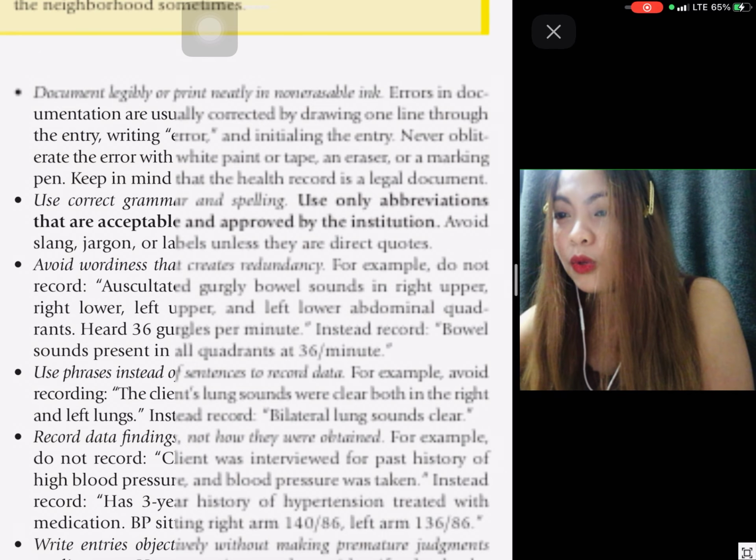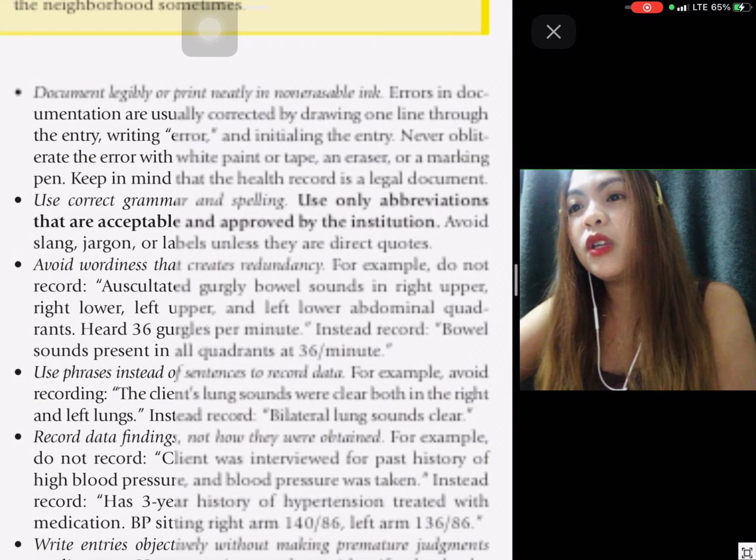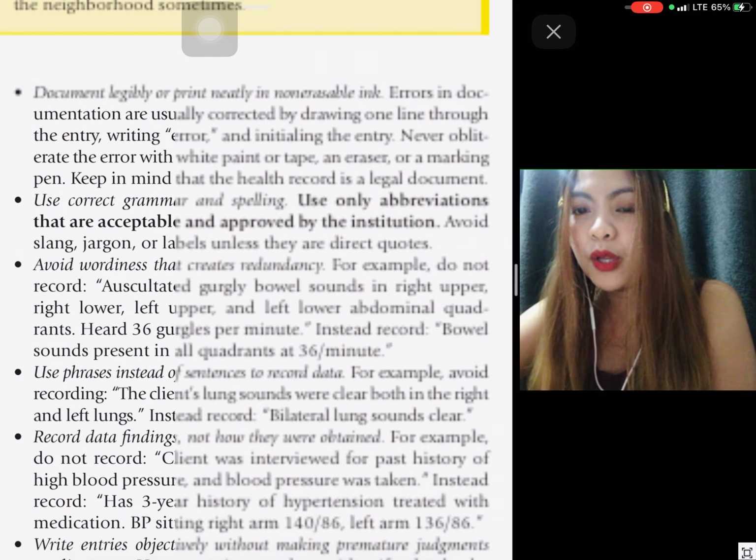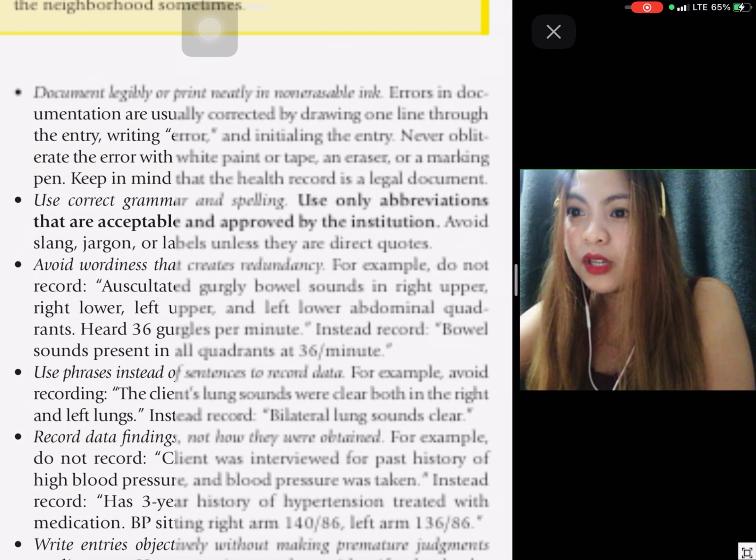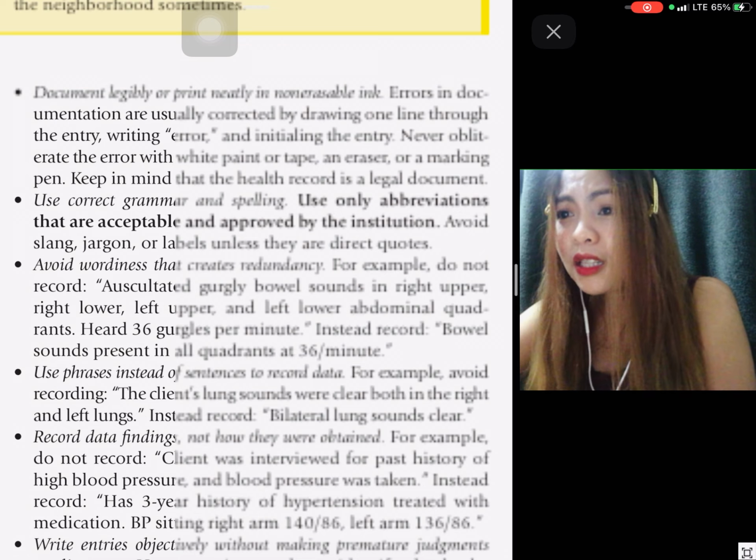So, for example, you do not record: auscultated gurgling bowel sounds in right upper, right lower, left lower abdominal quadrant, heard 36 gurgles per minute. Hindi naman tama na ilagay mo yung lahat. You can also just record it like bowel sounds present in all quadrants at 36 per minute.